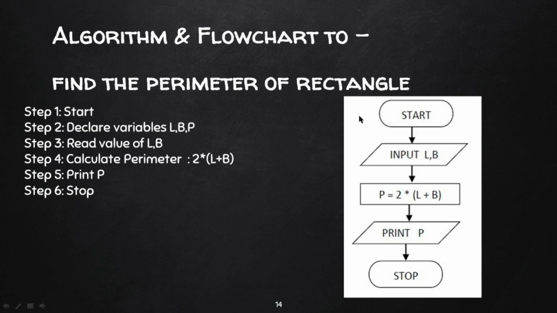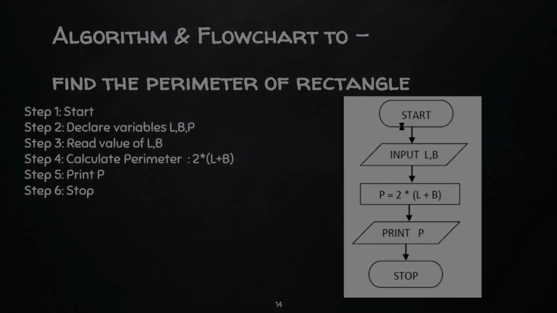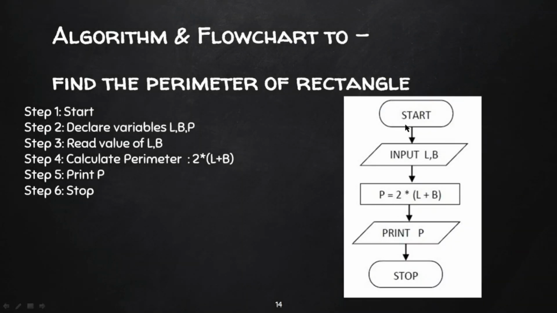And then after printing, stop. Done. So here start, this is the same symbol which we have used here, this or this, you can use any. Start, and then after that input L B. Input L comma B means we are taking input for length and breadth. The user will enter any value for L B, that will be stored in L and B, length and breadth.